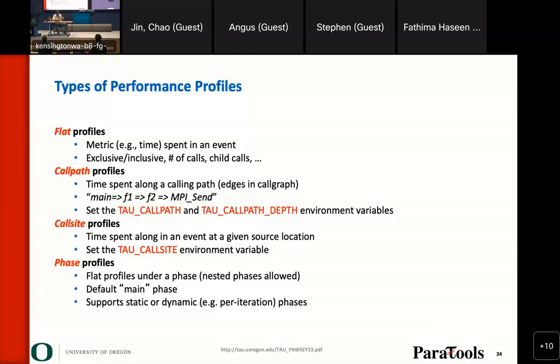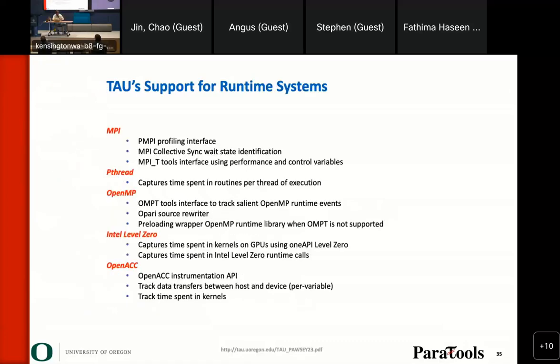You can also say TAU_CALLSITE equals 1 and generate a call site profile where you can see the time spent in that function at a given point in the code. So you could say MPI barrier at line number 12 in the function foo took so much time. At line number 15, it took so much time. So you can partition the time based on where it is called from. And you can have the full phase profile as well.